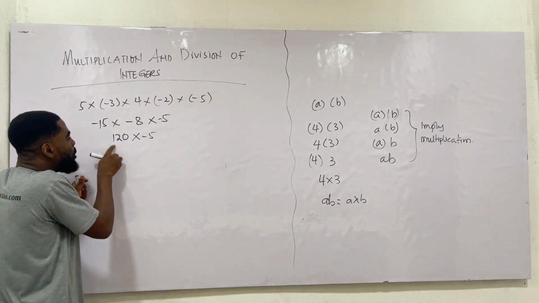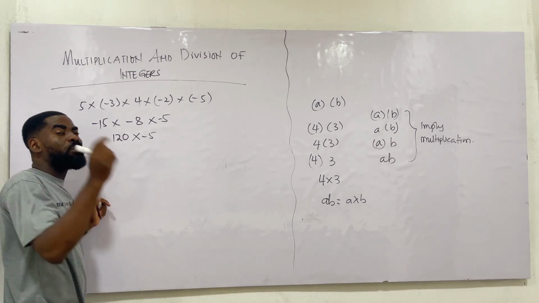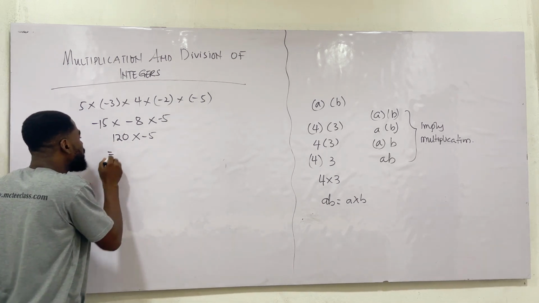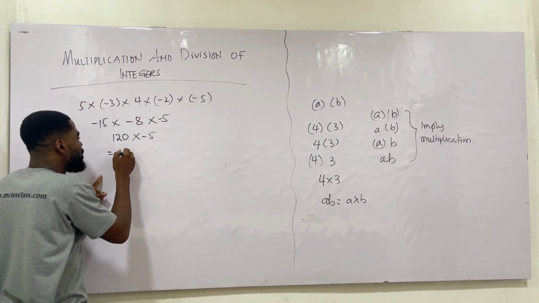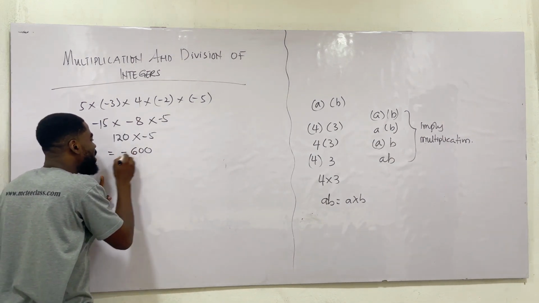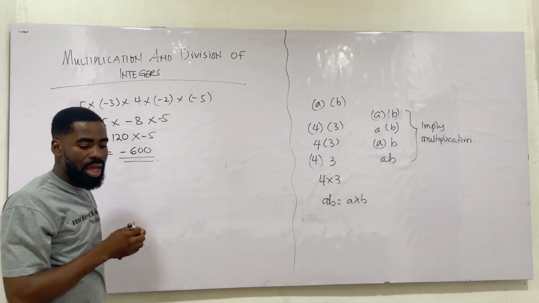So when we multiply a positive number with a negative number, I'm sure you know our answer is going to be a negative number, because positive times negative gives negative. This gives -600. So this becomes our answer.